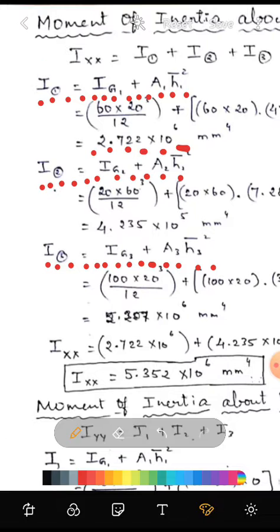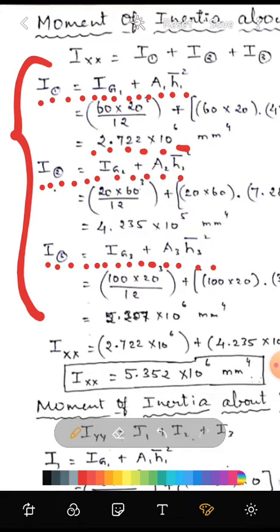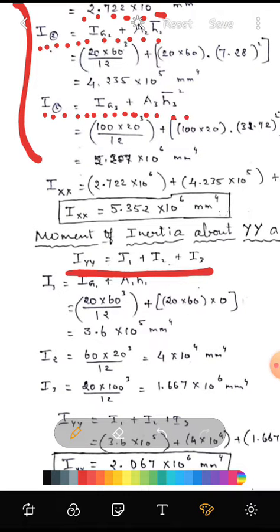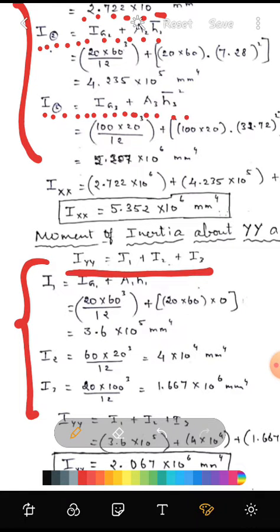So if we sum up all three, we can find the moment of inertia of the entire I section with respect to the centroidal axis x. And similarly for the y axis, if we sum up the moments of inertia of all three rectangles with respect to the centroidal y axis, then we can find the moment of inertia of the entire composite area.